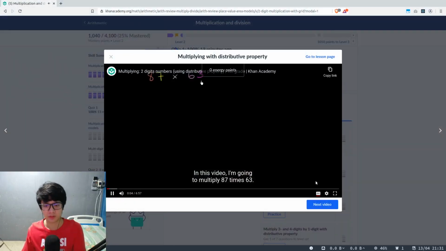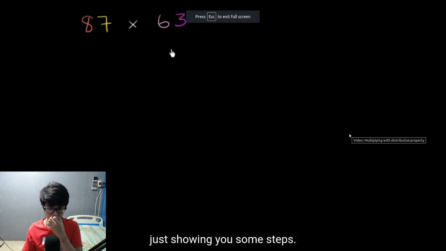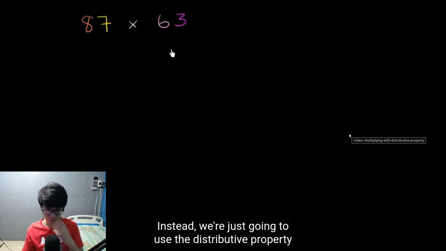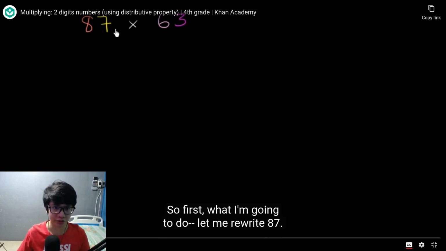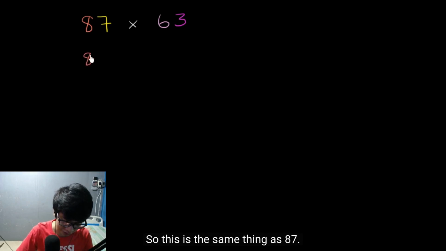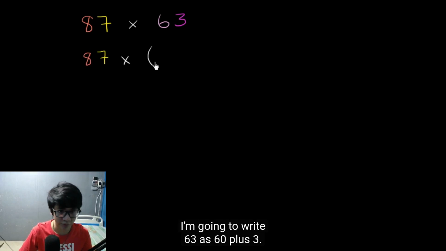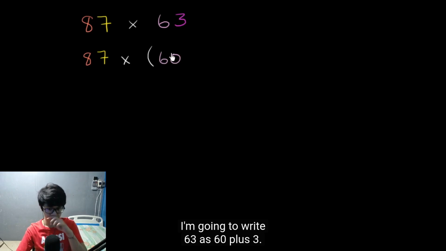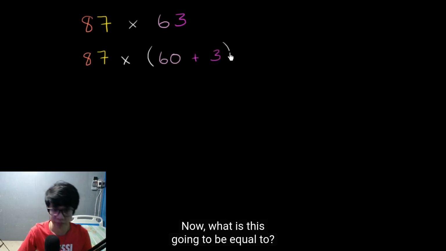In this video, I'm going to multiply 87 times 63, but I'm not going to do it just by using some process, by just showing you some steps. Instead, we're just going to use the distributive property to actually try to calculate this thing. Let me rewrite this. So this is 87, but instead of writing 63 like that, I'm going to write 63 as 60 plus 3. Now, what is this going to be equal to?